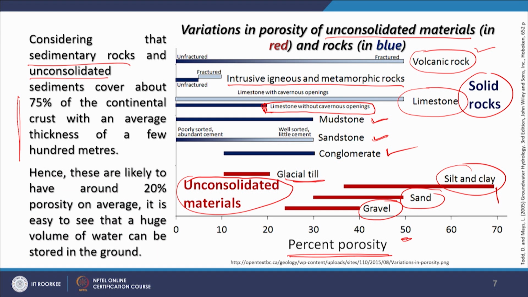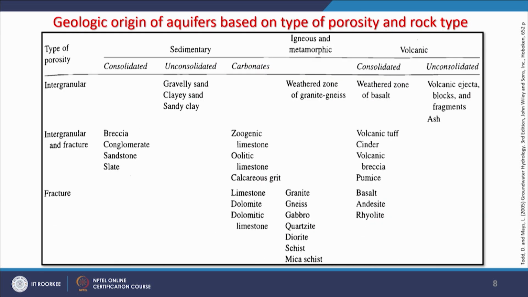So, here it is likely to be around 20% porosity on average if we take the average of all these rocks, and it is easy to see that a huge volume of water can be stored in the ground, but whether we are storing it in the ground, that is important. Anyway, that we will see also.